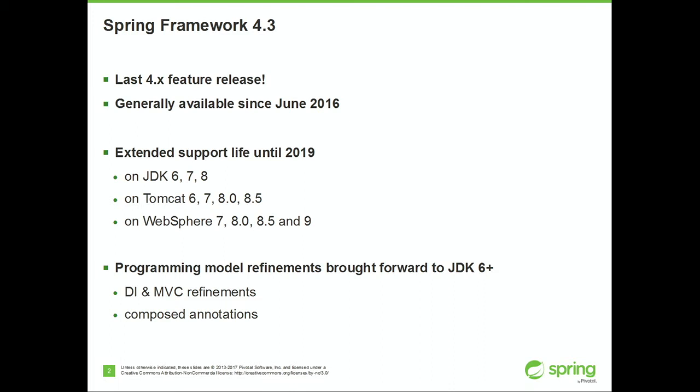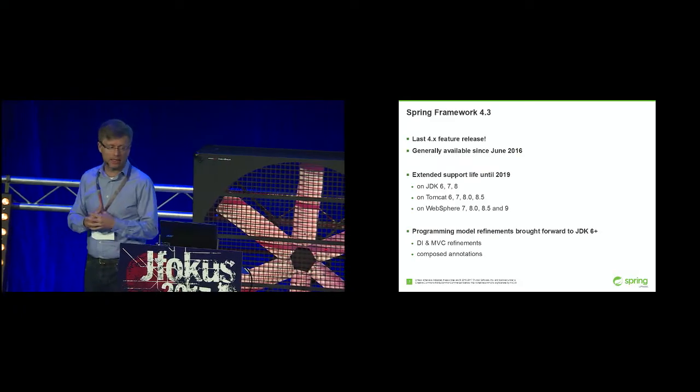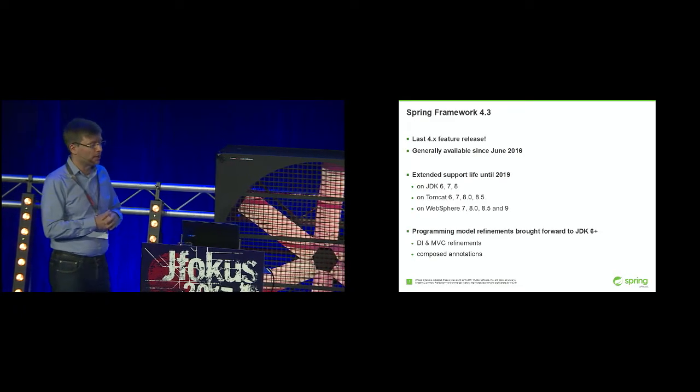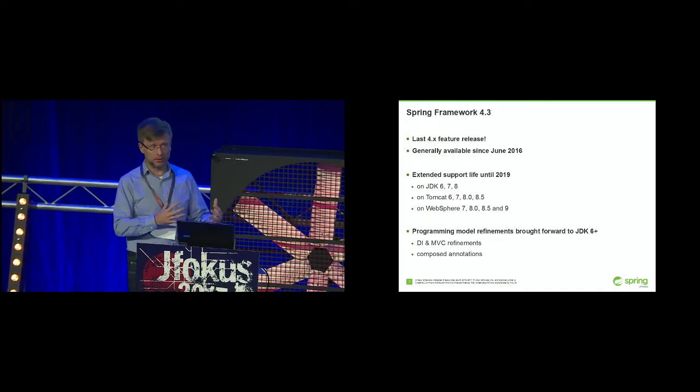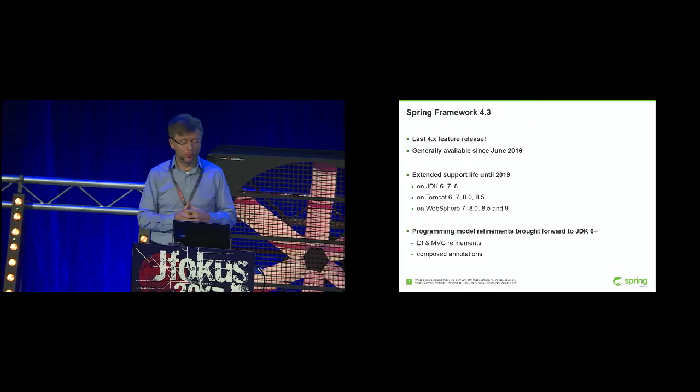And our feature releases tend to be very rich. 4.1, 4.2 happen to be very rich. 4.3 is equally rich. It's almost a sort of early backport from 5.0 in a few ways. Many refinements to the annotation-based programming model and to some integration contracts and core container contracts that could easily be backported were actually backported to 4.3.